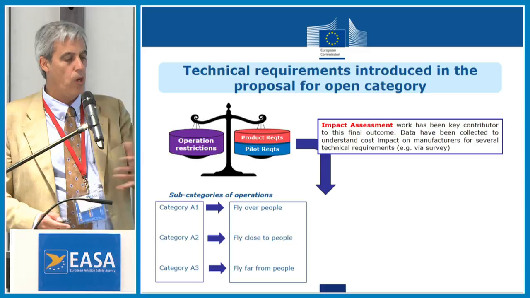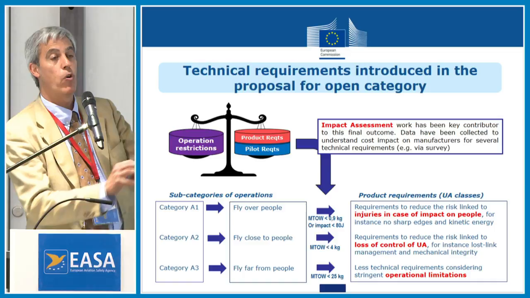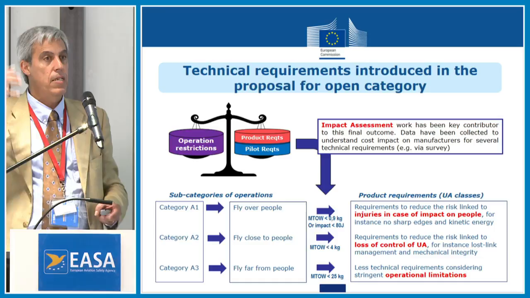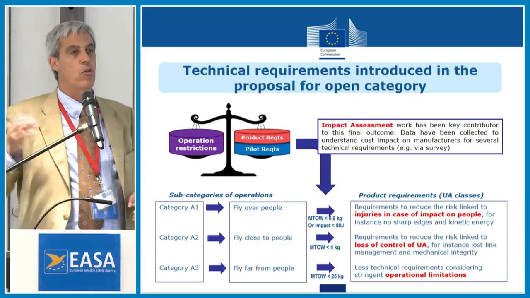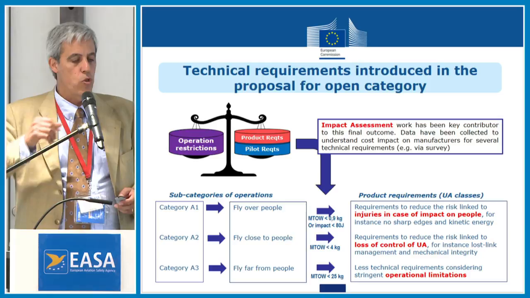So finally, we defined the technical requirements for each of the operational categories, for each of the scenarios if you want, in the open category, focusing on the specific challenge of a scenario. Flying over people, of course the first risk is injuries to people. Now, this is very limited because we allow only very light drones there, but still the requirements are focusing on mitigating injuries in case of impact on people, like, for instance, no sharp edges or limits on kinetic energy.